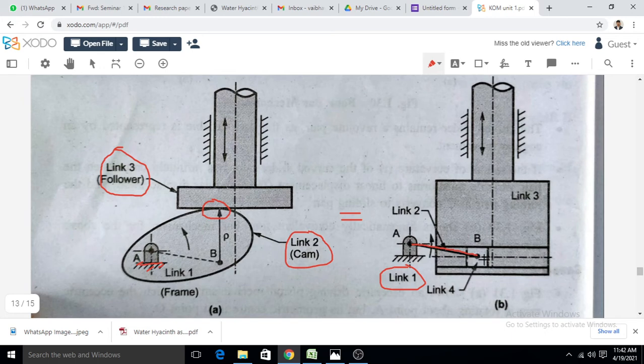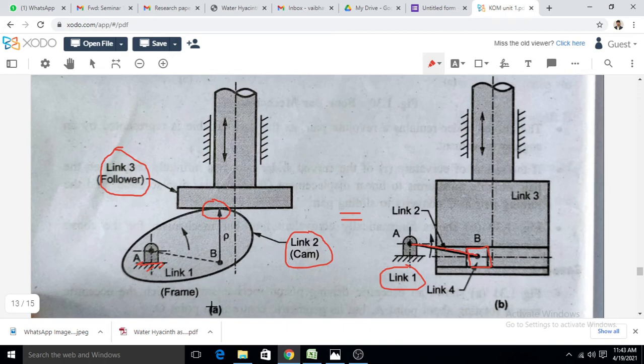Okay, then the link here is a slider will present. If we consider this cam and follower, it is equivalent to this slider, and this slider will slide in this slot, and this crank will rotate with the center A. Okay, see here, in this mechanism a higher pair is formed.